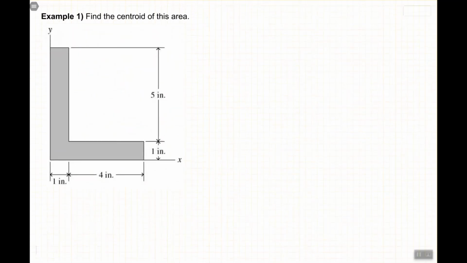So see, we want to find out the centroid of this area. Already the question gave us the coordinates x and y. We want to find out where the centroid of this area is. Our first task is to break it down into simpler components. So let's say I break it down like that into area 1 and area 2. Let's call this one area 1 and this one area 2. So for each of these areas, I know the center, right?